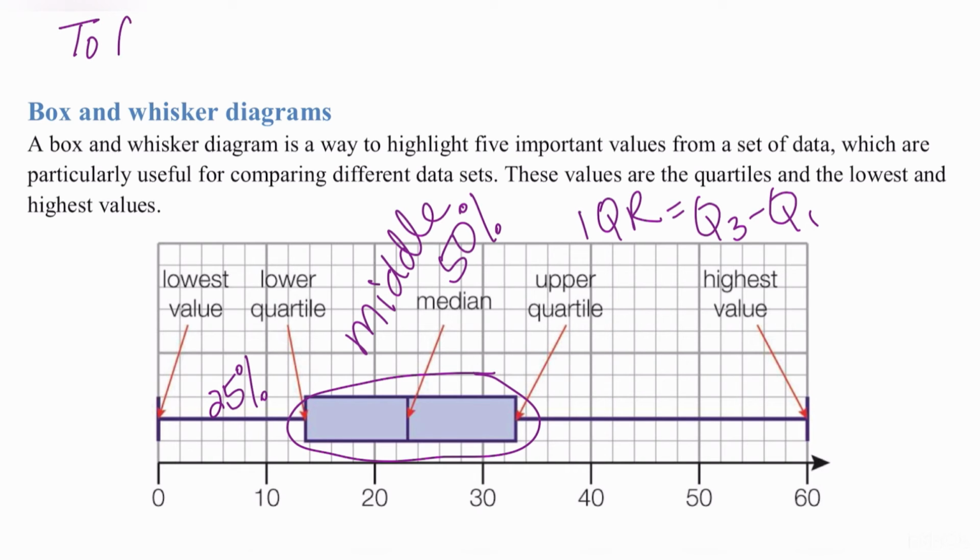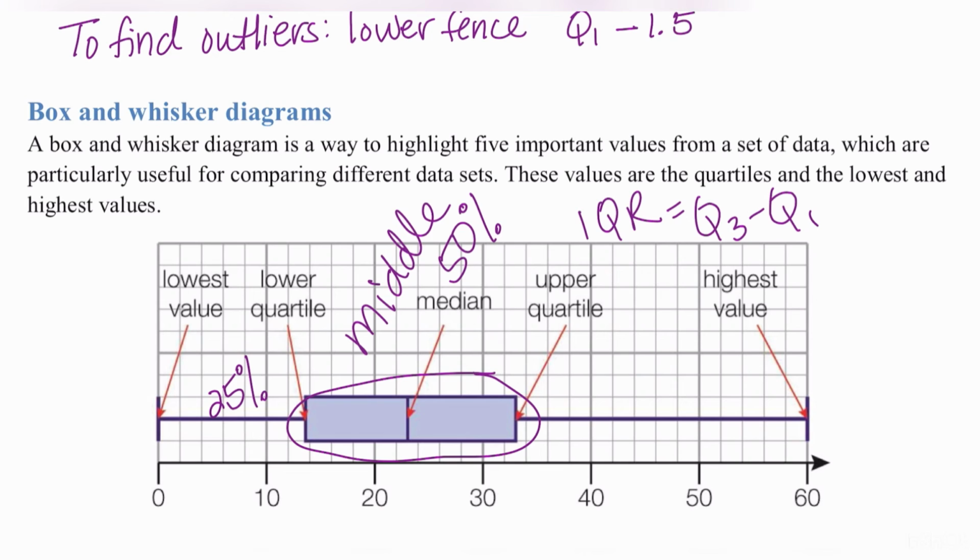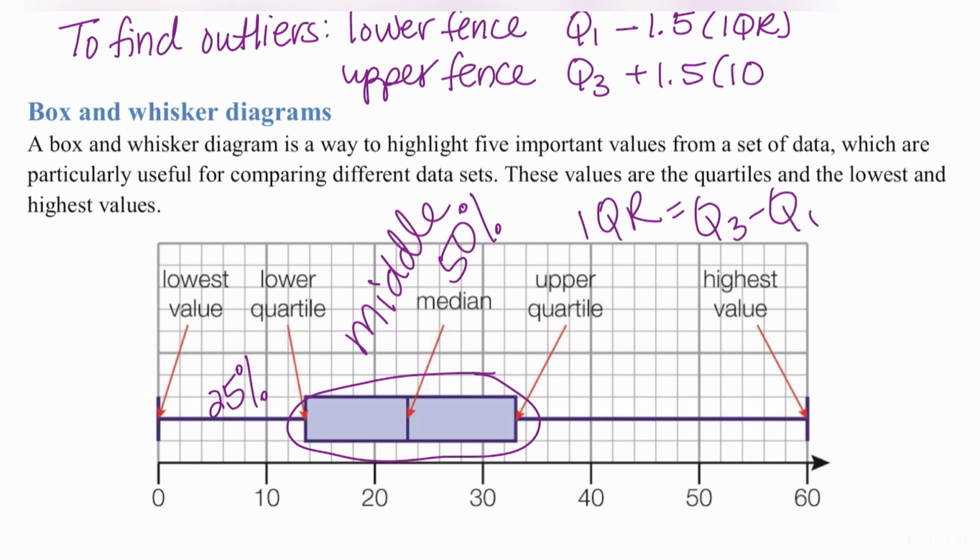To find outliers, you would figure out the lower fence by taking Q1 and subtracting 1.5 times the interquartile range. That's going to determine your lower fence. Then you'll figure out the upper fence, which is Q3 plus 1.5 times IQR. Once you get your lower fence and your upper fence, anything outside of those fences are values that are considered outliers. That is something that we're going to practice in another example that we're going to do together in another video.